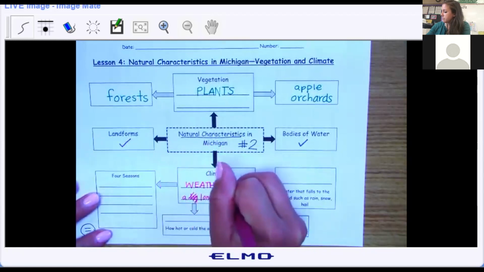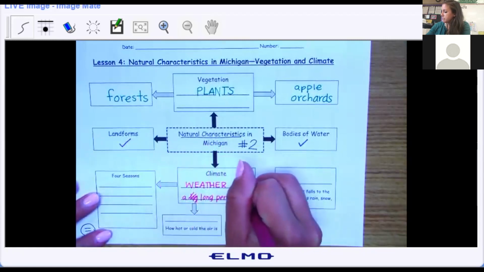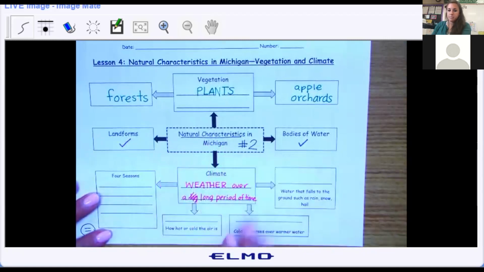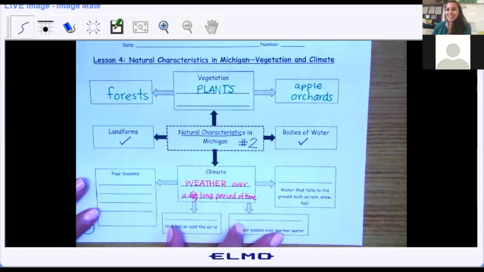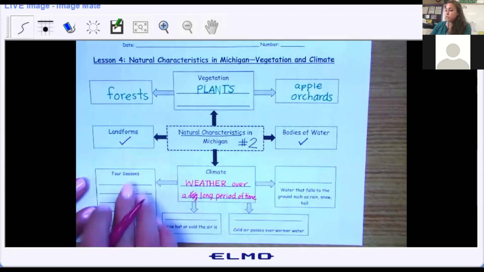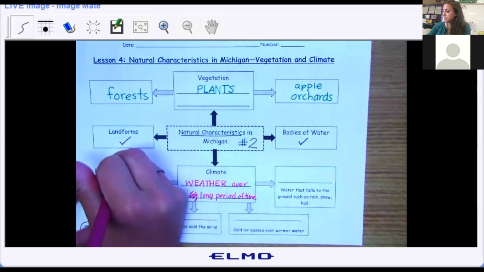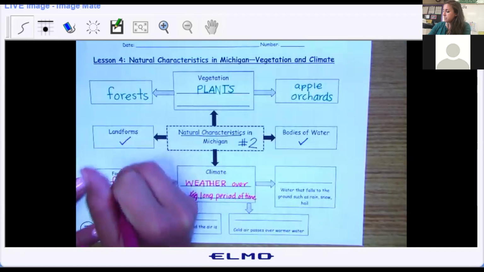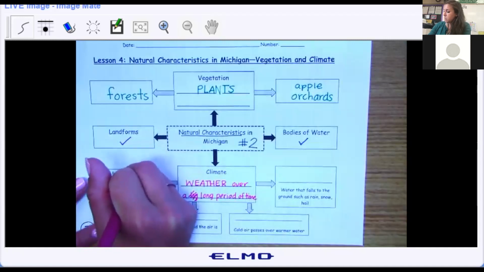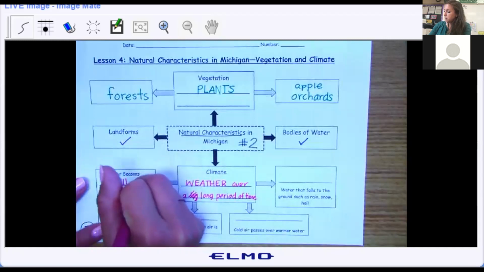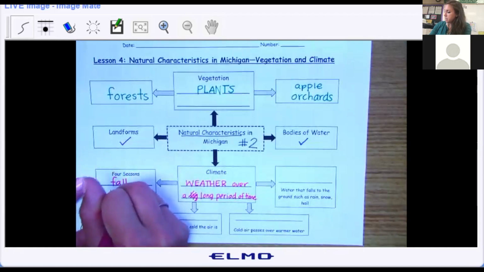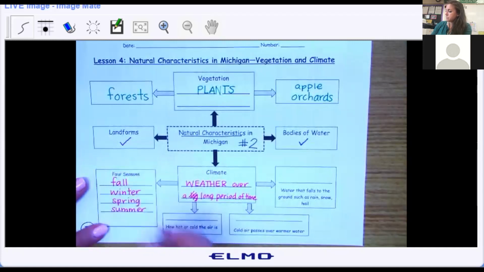period of time. So to determine the climate for a place, geographers look at the 4 seasons. Those 4 seasons are fall, winter, spring, and summer.